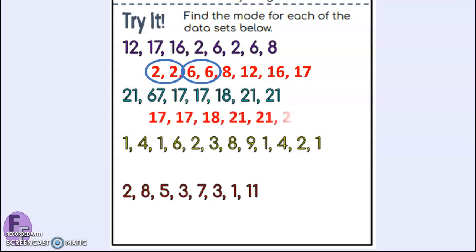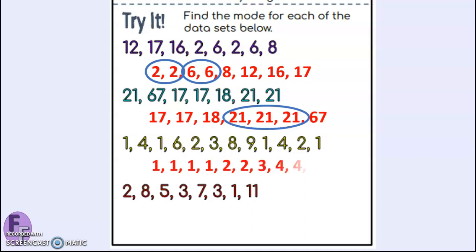Put the numbers from least to greatest. Circle the numbers that occur the most often. 17 occurs twice, but 21 occurs 3 times. So 21 occurs the most often and is our mode.